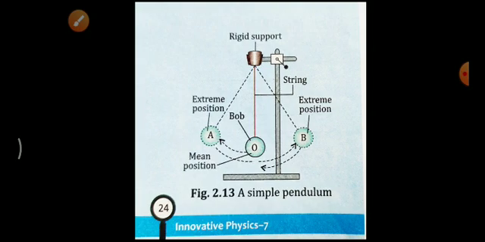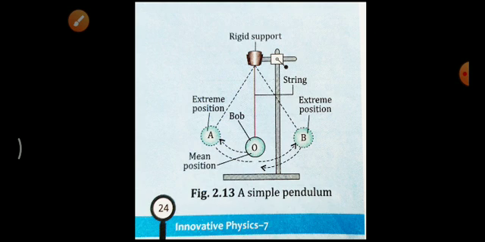I hope all of you have understood whatever we have discussed. Again, I am going to explain that figure, so that you can understand more properly. Here O is the mean position. A and B are the extreme positions, and O to A and O to B is the displacement of the pendulum, which is called the amplitude of oscillation. And one oscillation means, here you can see, O to A, then A to B, then B to O: one complete oscillation.